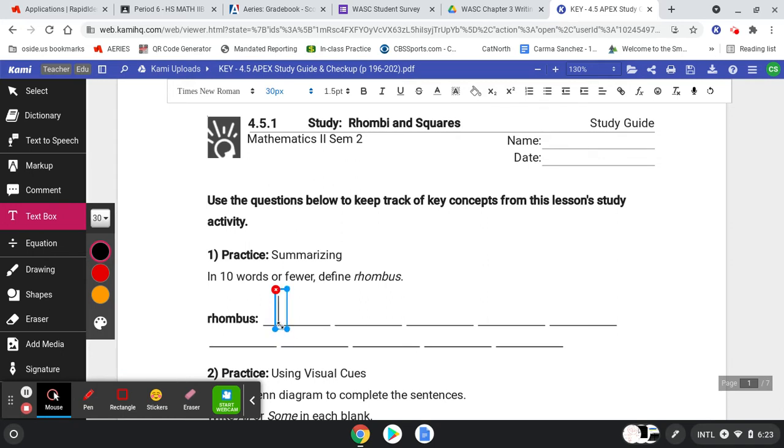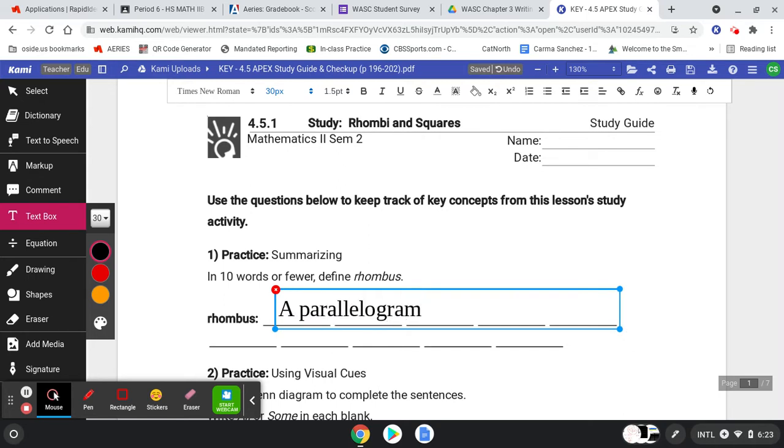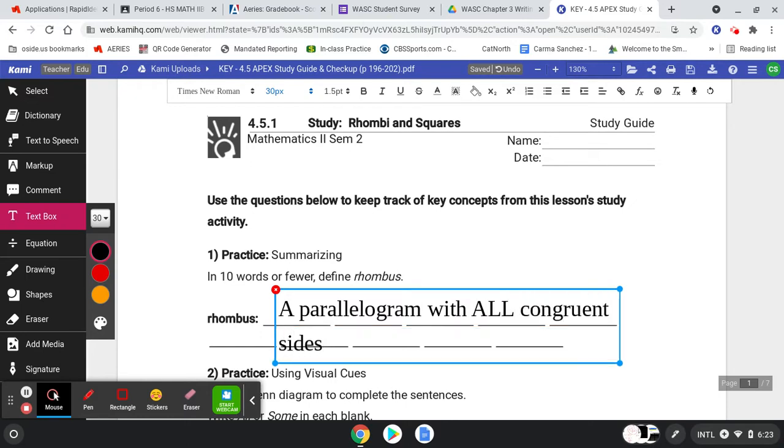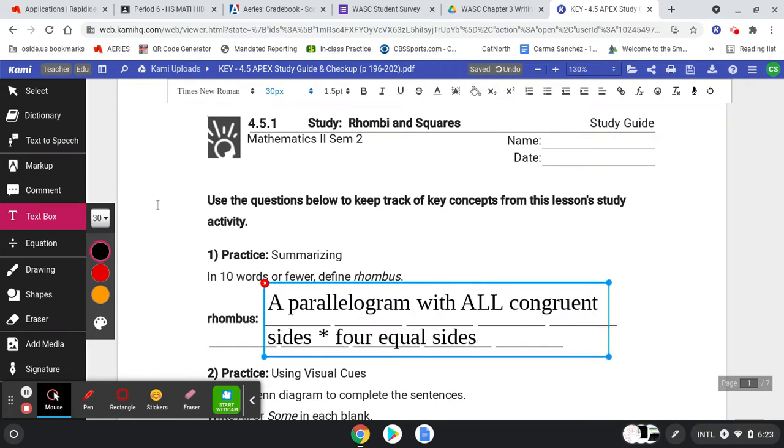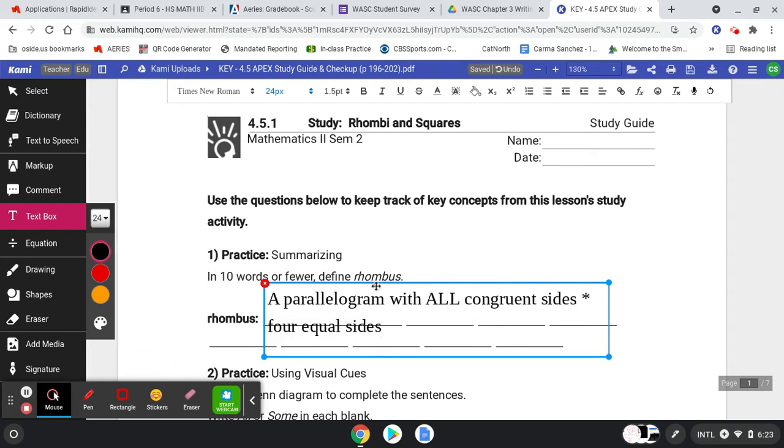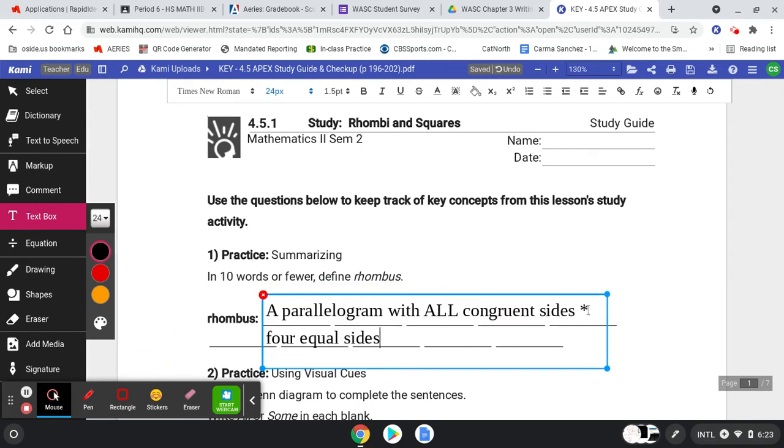So what makes this one special today? We're going to be looking at it. So a possible response here could be, again, just like yesterday, a parallelogram with all congruent sides. And the true definition, let's put a little asterisk here, is 4 equal sides is what makes a rhombus.